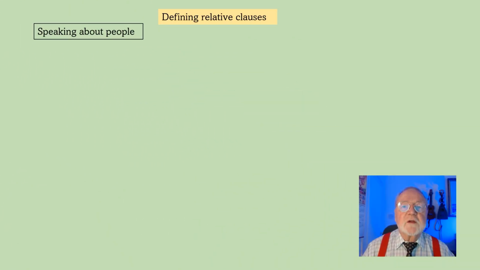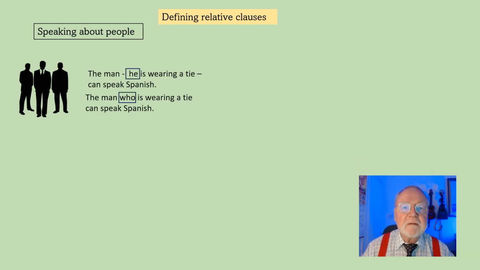So how do we apply those examples when we're speaking about people? Here are our three men again. The man, he is wearing a tie, can speak Spanish. And I can say, the man who is wearing a tie can speak Spanish. We can apply that to the other pronouns he, she, and the plural they.